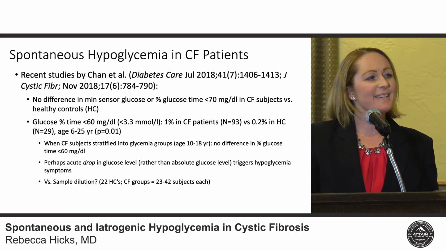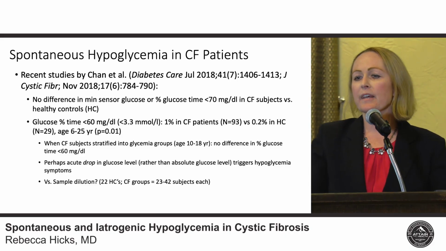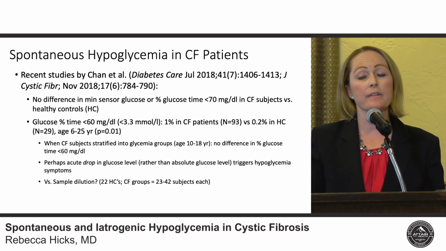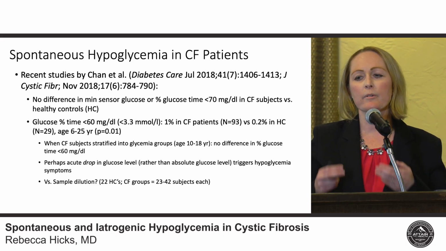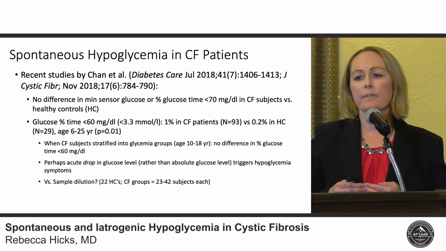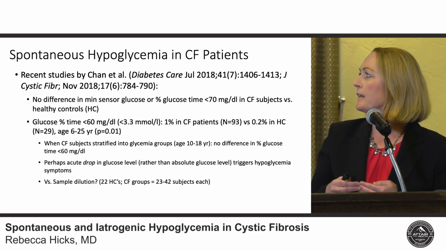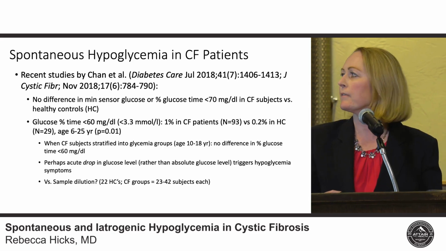There's a couple recent studies by Christine Chan et al., and those showed that there was no difference in the minimum sensor glucose or percent glucose time less than 70 in CF subjects versus healthy controls. However, when CF subjects were grouped together, there was a difference in the glucose percent time less than 60. It was 1% in the CF patients versus 0.2% in the healthy controls aged 6 to 25 years.